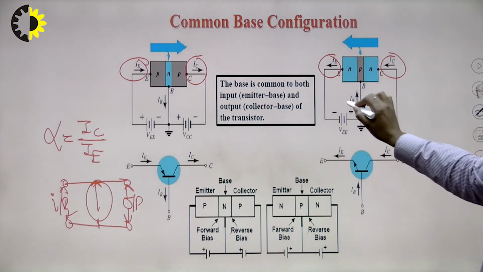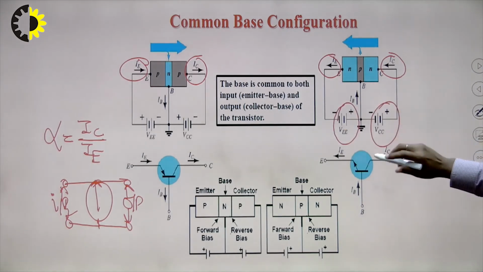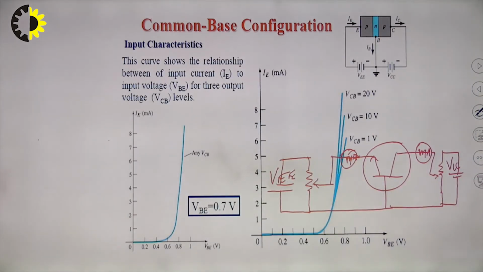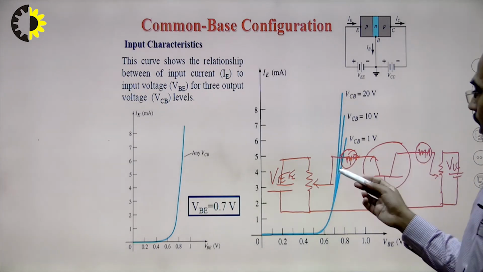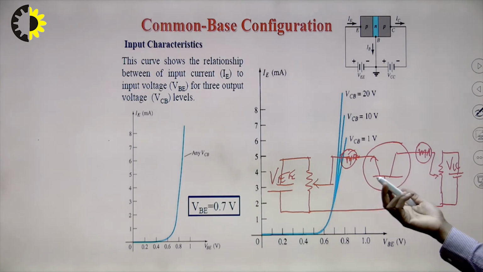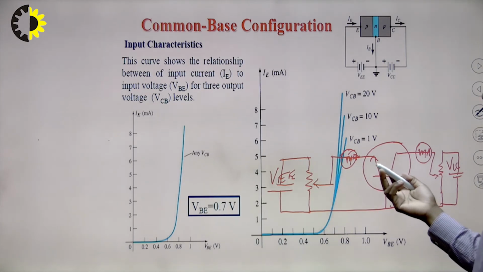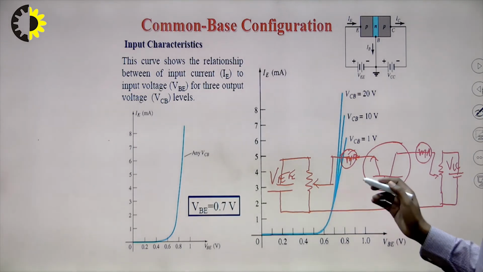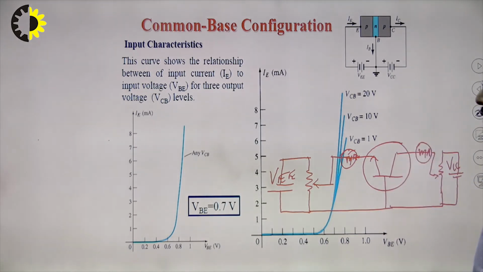So I have connected in the same manner. You can check from here. So minus V is this, plus VCC is this, because we have to make the collector base junction reverse bias and the emitter base junction forward bias. So how will I draw the VI characteristic, the input characteristic of this common base configuration?